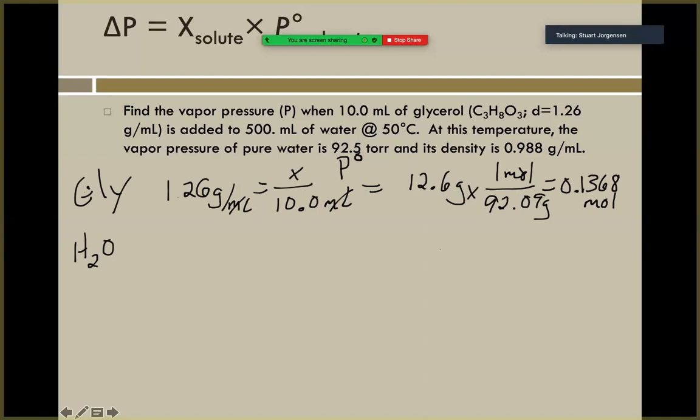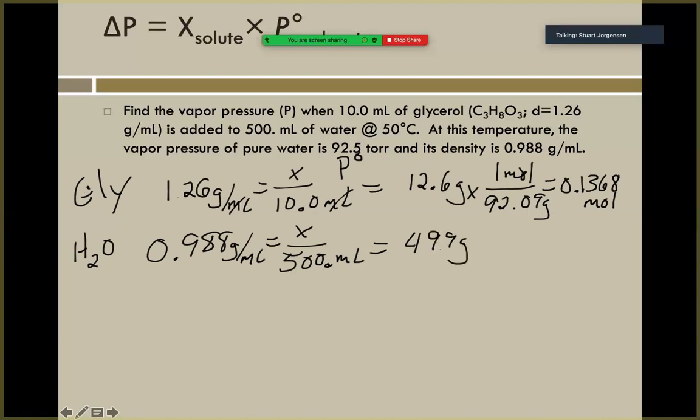Now we've got to go back and look at our water. I think we're going to do the same thing. We know the density of our water here was 0.988 grams per milliliter. We're trying to solve for how many grams of water we put in there, and we put in 500 mL. So we multiply together and we find that we actually have 499 grams of water added in here. We can go from grams to moles using molar mass, 18.016 grams for every 1 mole of water. Now we know that we've got approximately 27.69 moles of water. Cool, I think we've got everything we need now.